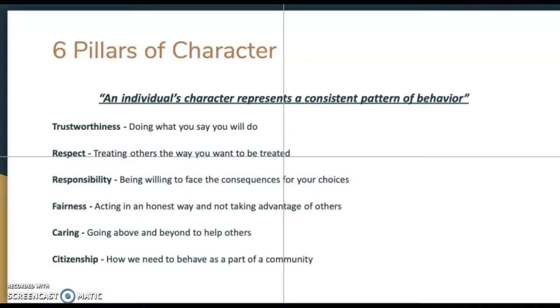Okay, so are we mature enough? Are we old enough? Do we understand that if we stay up late and we don't do our homework, we're going to have to be willing to face the consequence that we're going to be tired the next day? Maybe we're not going to get the grade that we want.